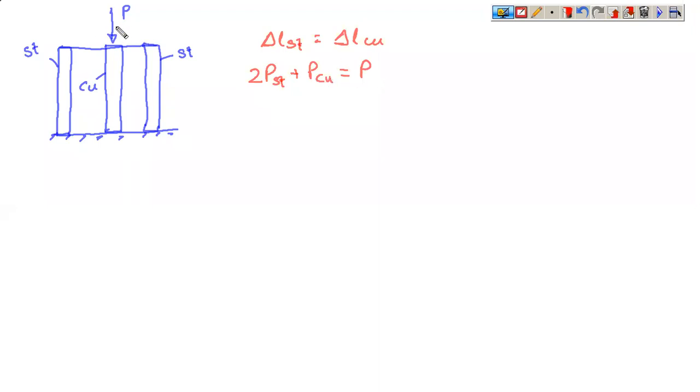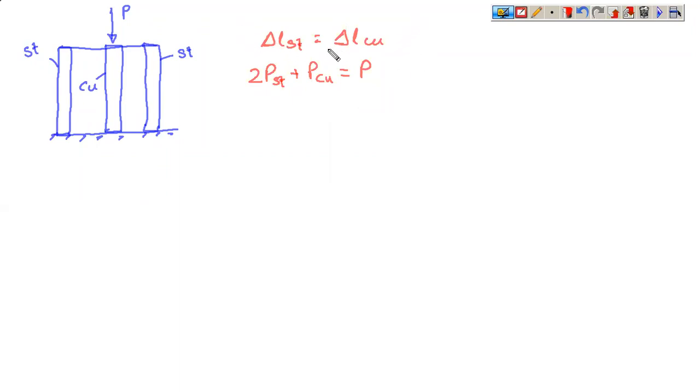इसका मतलब P के 3 हिस्से होंगे, जिसमें से 2 हिस्सा स्टील के पास जाएगा और एक हिस्सा कॉपर के पास जाएगा. और ये हिस्से बराबर नहीं होंगे, क्योंकि अगर बराबर होंगे तो कॉपर की स्ट्रेंथ कम है, वो ज्यादा डिफॉर्म कर जाएगा. जैसे ही ज्यादा डिफॉर्म करेगा सारा लोड स्टील के ऊपर आ जाएगा. ठीक. सो लोड डिस्ट्रीब्यूशन कैसे होगा? These are your two equations.